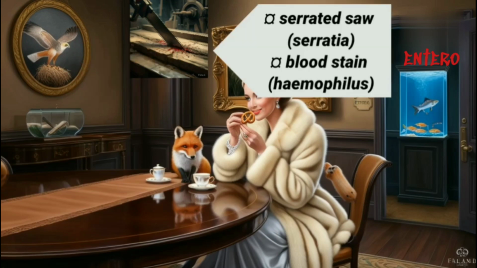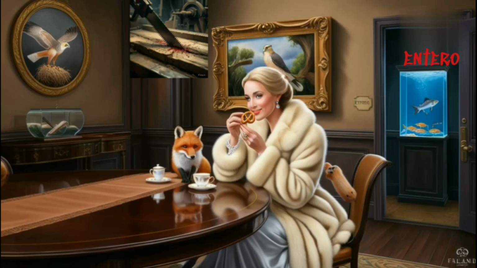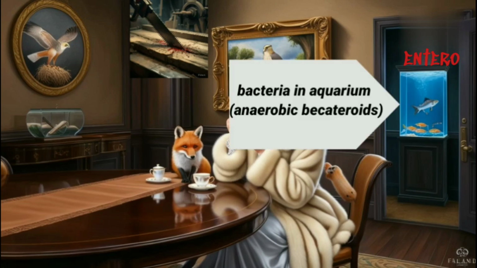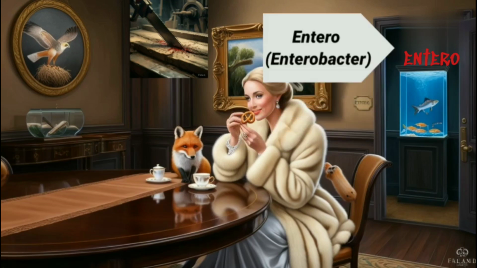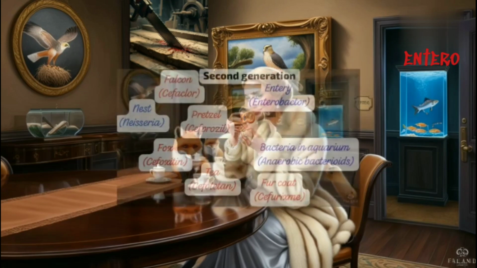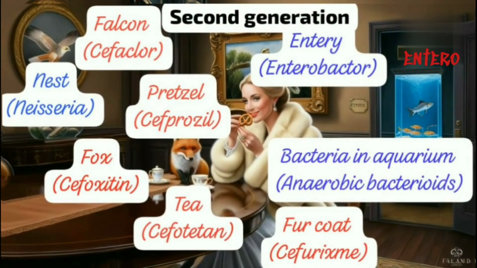Against the wall, a serrated saw, for Serratia, stained with blood, for Haemophilus, is pictured. An aquarium filled with murky water holds a strange bacterium swimming inside, representing anaerobic Bacteroides. Near the door, an entryway sign reads Entero, for Enterobacter, marking its symbolic presence. This surreal yet structured scene makes it easier to recall both the second-generation cephalosporins and their bacterial coverage in a fun and memorable way.